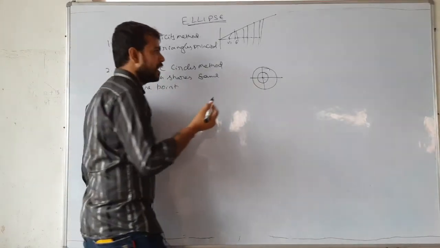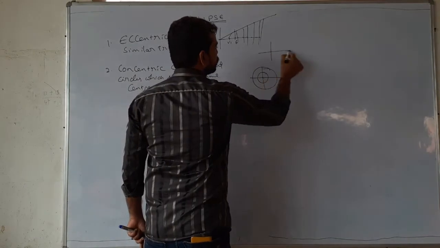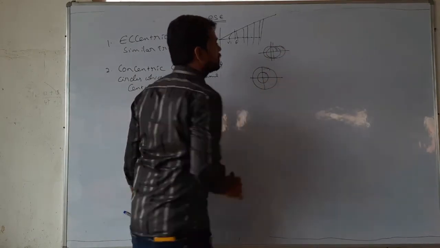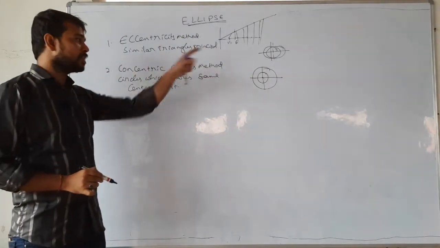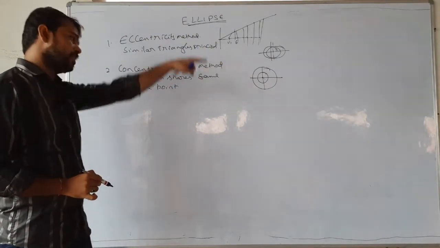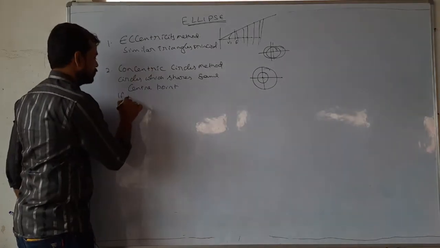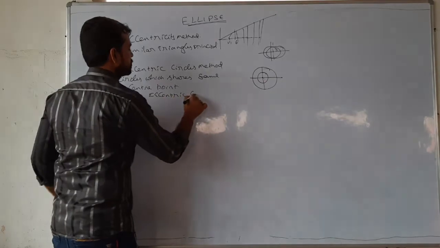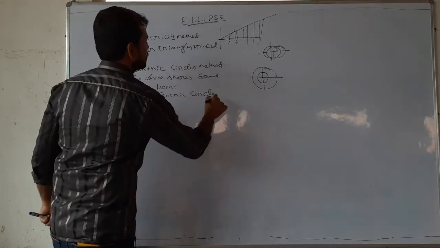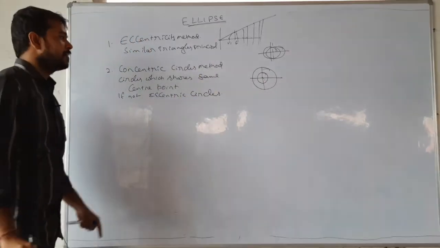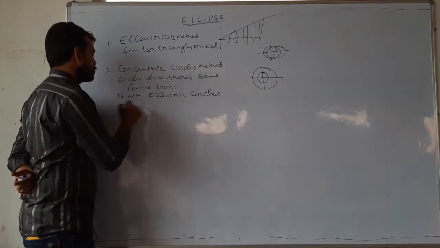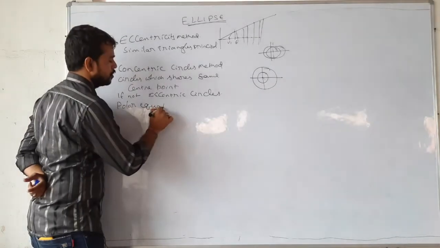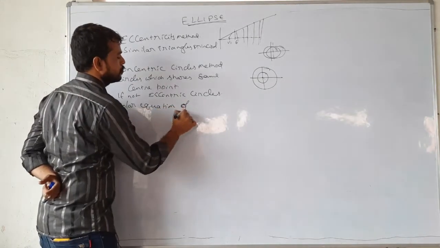So you can have a doubt: what if two circles are not sharing the same center? The circles will be like this. What will those type of circles be called? Those will be called eccentric circles. Okay, and this depends upon the polar equation of ellipse.